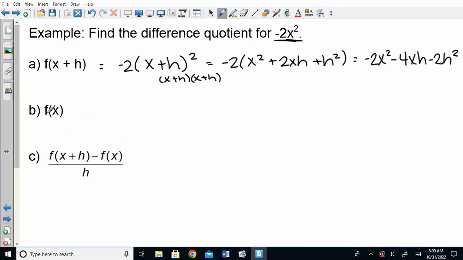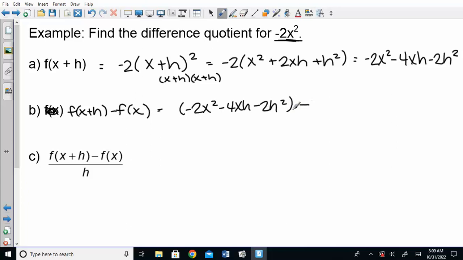Okay. Oops, part B, I have a typo. That should say f of x plus h minus f of x. Sorry about that. So f of x plus h we just worked out. Minus, what is f of x? Okay.